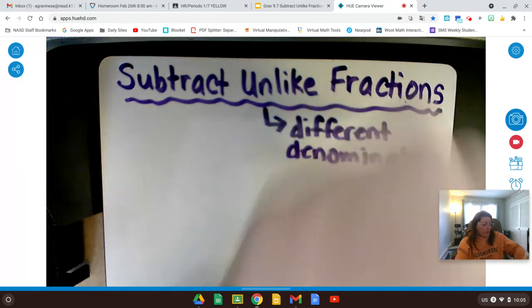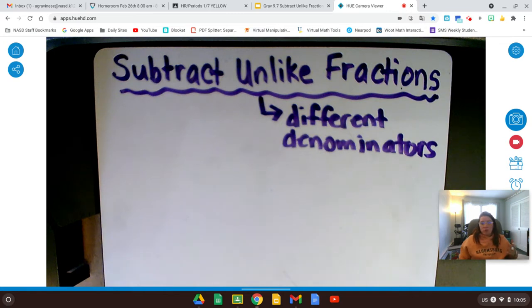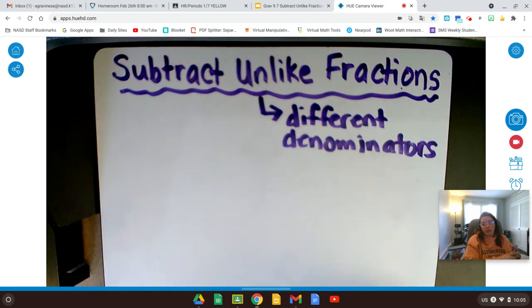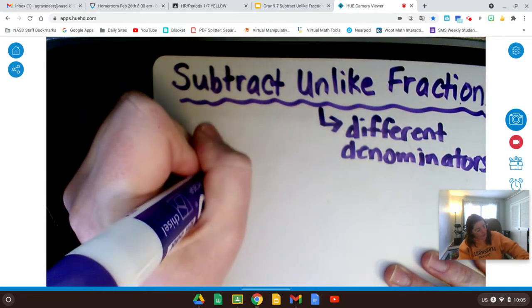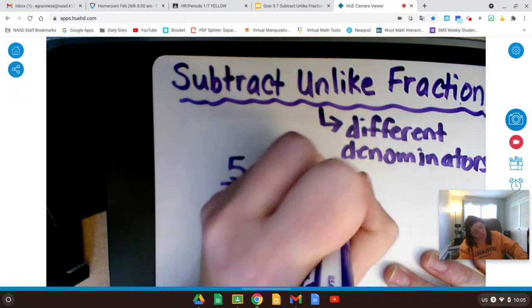And when we have different denominators, it means that we have to do a little bit of work before we can go ahead and just subtract the numerators. We have to make the denominators the same. We have to find a common denominator. So for our first example, let's take 5/12 minus 1/4.